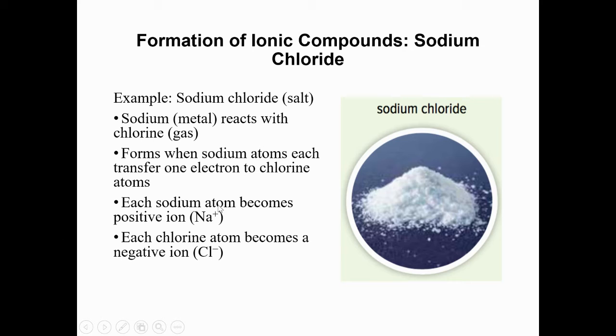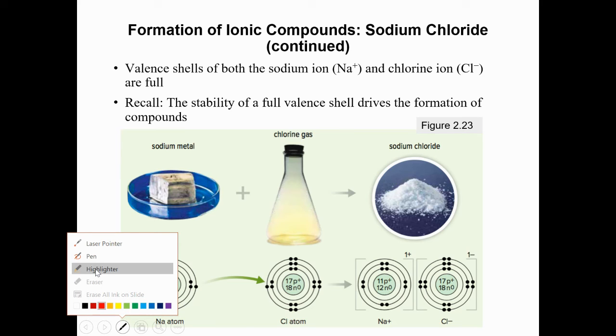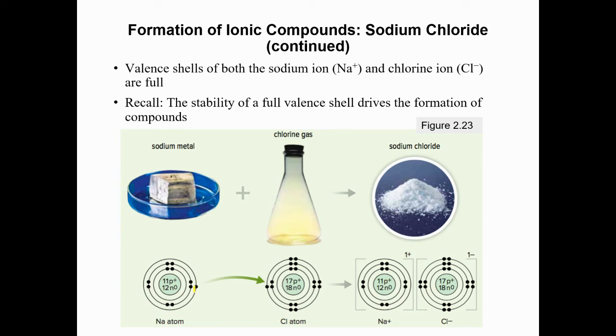Now, sodium chloride forms when sodium atoms each transfer one electron to chlorine atoms. So each sodium atom becomes a positive ion. We represent that with the element symbol and the positive charge written as a superscript. Okay? And each chlorine atom becomes a negative ion. So this diagram here can illustrate it for you. Here you can see the one extra electron that sodium has, and you can see the space that the chlorine atom has, where it needs one.